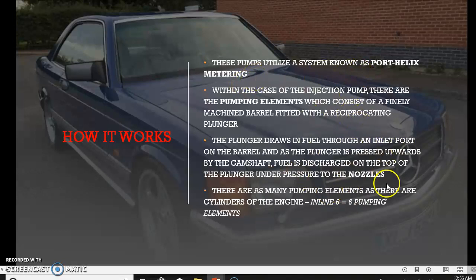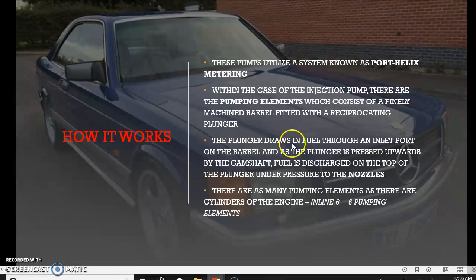It will all make sense in the following couple slides, and we're also going to go over this in much greater detail in class. But basically, within the case of the injection pump, there are pumping elements which consist of a finely machined barrel fitted with a reciprocating plunger. Okay, I think we actually have a real example that I can show you guys in the lab. If not, I can borrow one from Truck and Coach. It's pretty interesting to see.